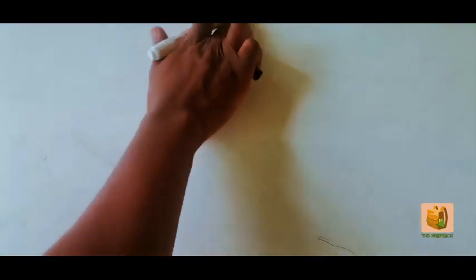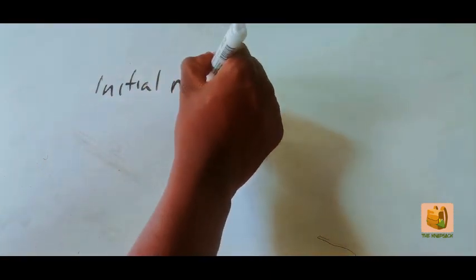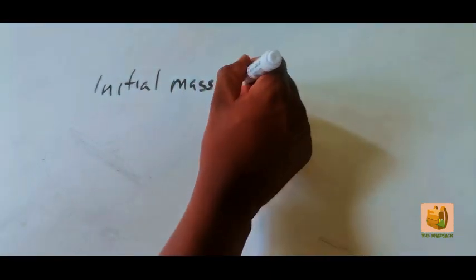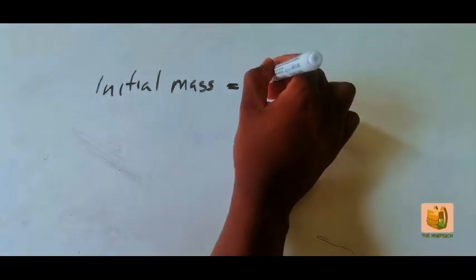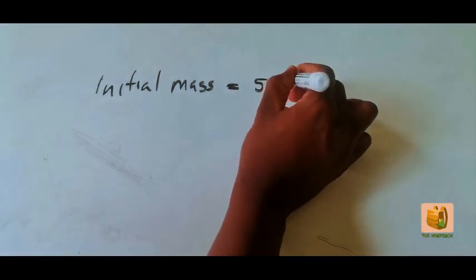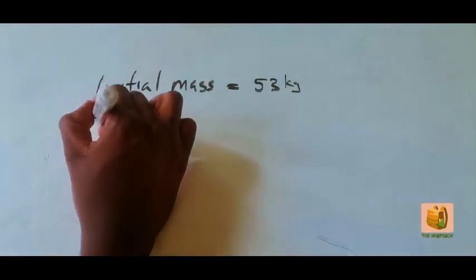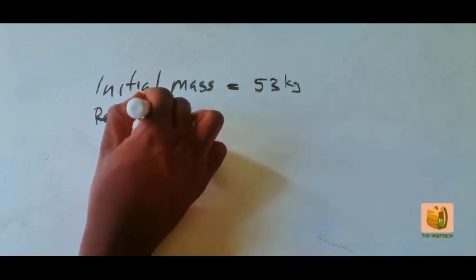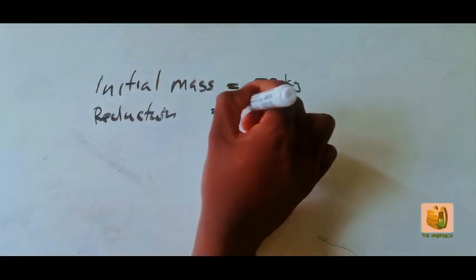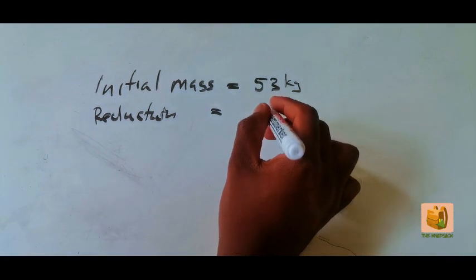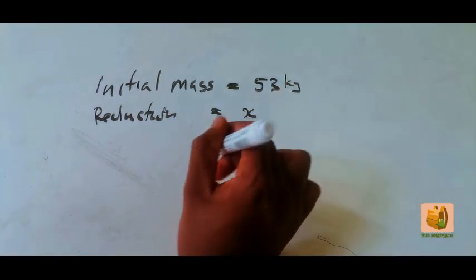So initial mass equals 53 kgs. Reduction equals x. We do not know what it is, kgs.